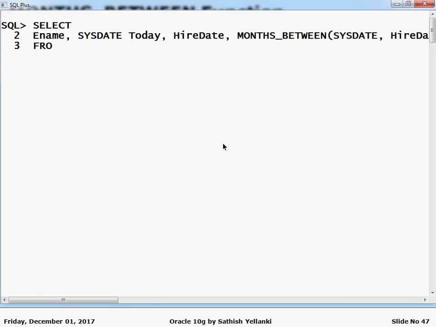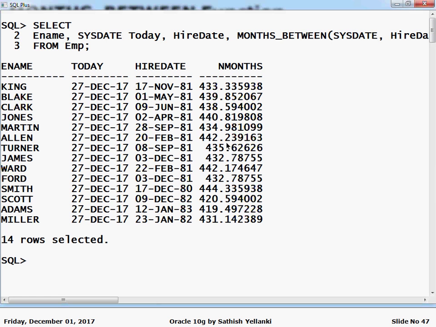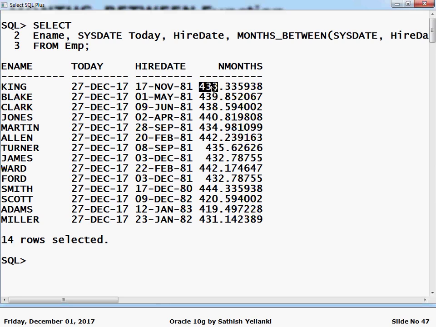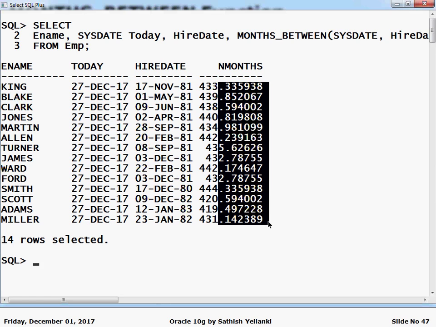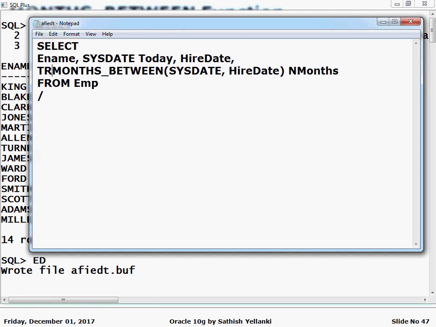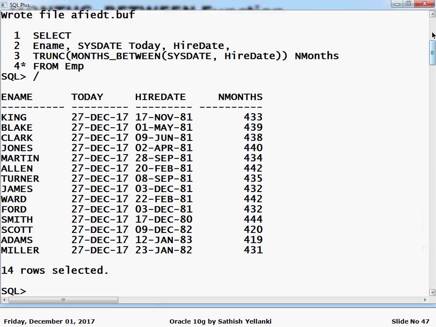So here I am saying n months from EMP. Based on the date of recruitment till today, what is the total number of months each employee has completed? This month is completed or it's not yet completed? Not yet completed. So, this many number of months are completed. This is the fractional part of this month. So, the fractional part is not of interest to you. So you can always say truncate. Now, you can even use round, but I am not interested in round because I don't want to give 1 month extra experience to my employees unnecessarily.